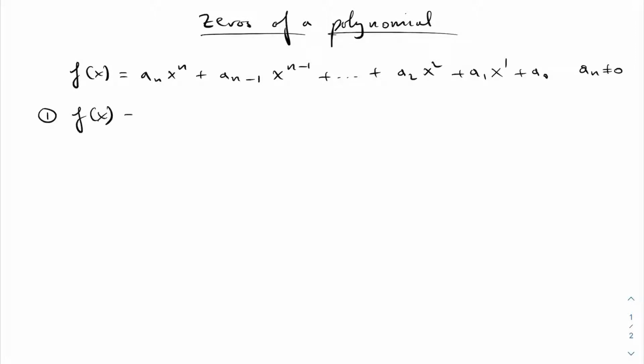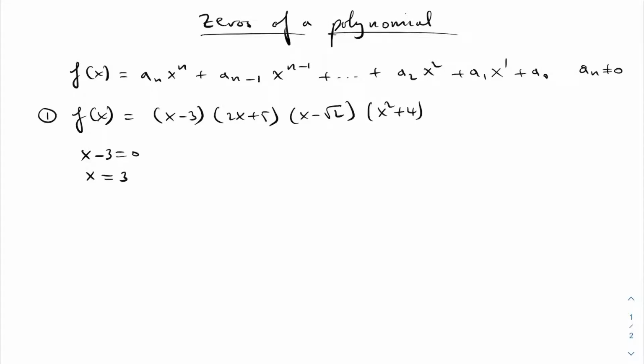So I'm going to have here f of x equals x minus 3 in parentheses, multiplied by 2x plus 5 in parentheses, multiplied by x minus the square root of 2 in parentheses, and then finally multiplied by x squared plus 4. So if I wanted to find the zeros of this polynomial, all I have to do is set each of the factors equal to 0 and solve for them individually. So I'm going to have here x minus 3 equals 0, which would give me x equals 3. Then I'm going to have 2x plus 5 equals 0, which should give me x equals negative 5 divided by 2. Then I can get to x minus the square root of 2 equals 0. That should give me x equals the square root of 2.